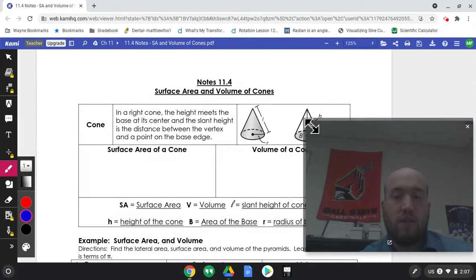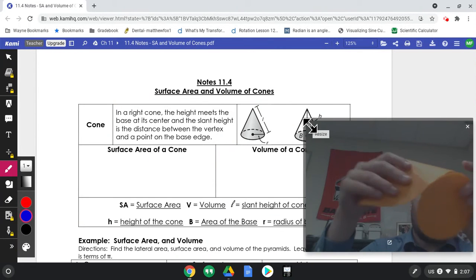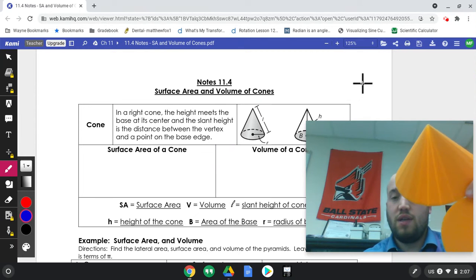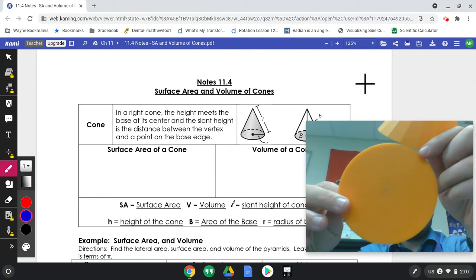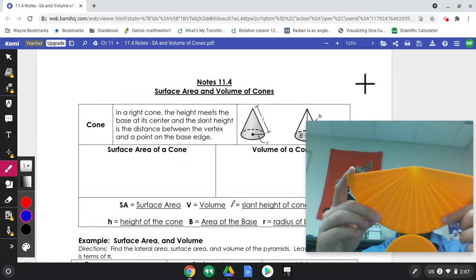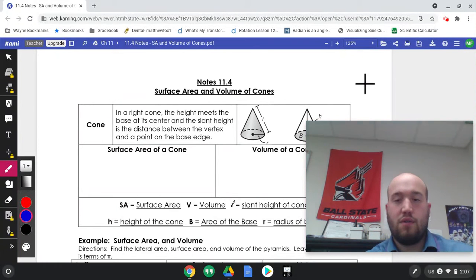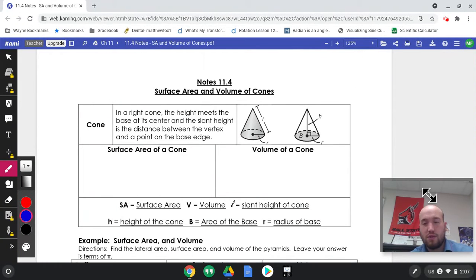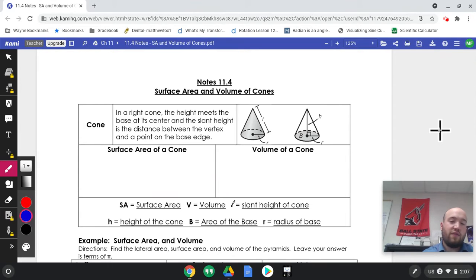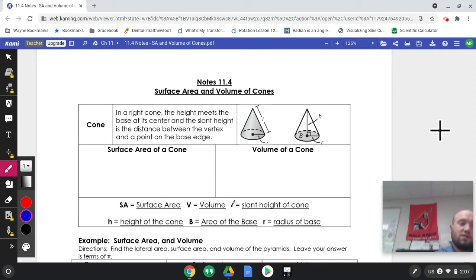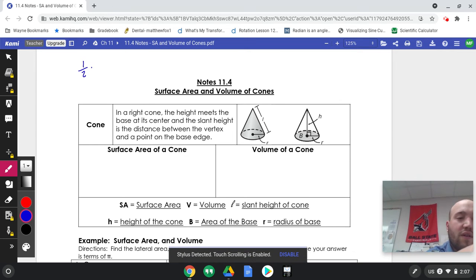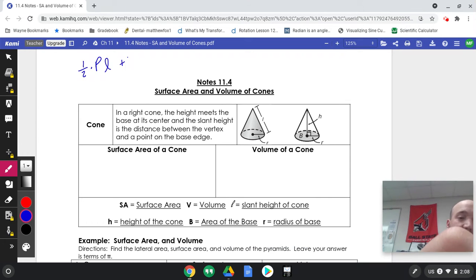If we unwrap this, there's going to be the area of this base, plus whatever's here, the flat part. It's very similar to the area of our pyramid. You don't necessarily need to write this, but if we remember, the area of our pyramid was half times the perimeter times the slant height plus the area of the base.